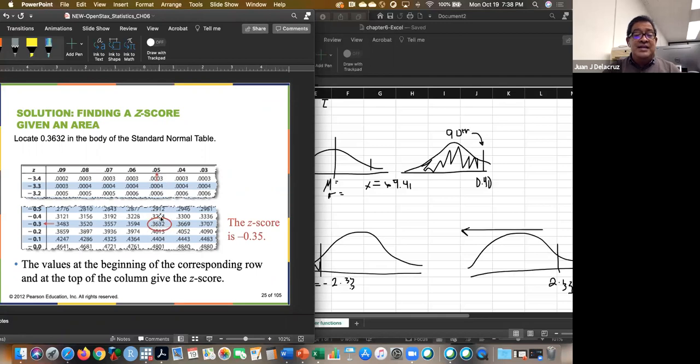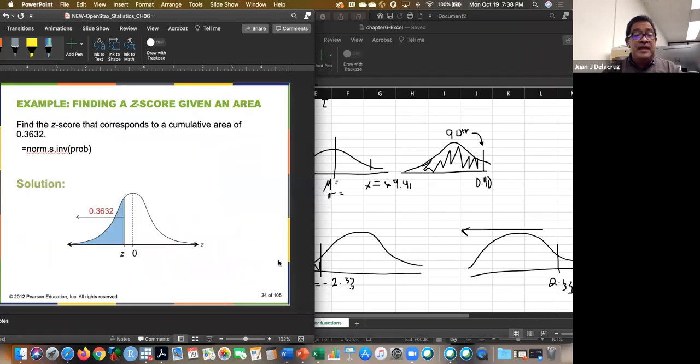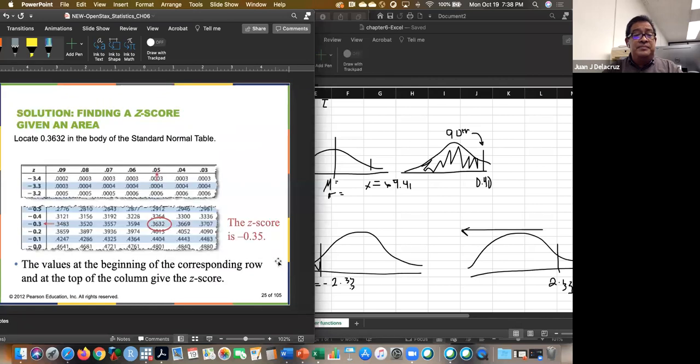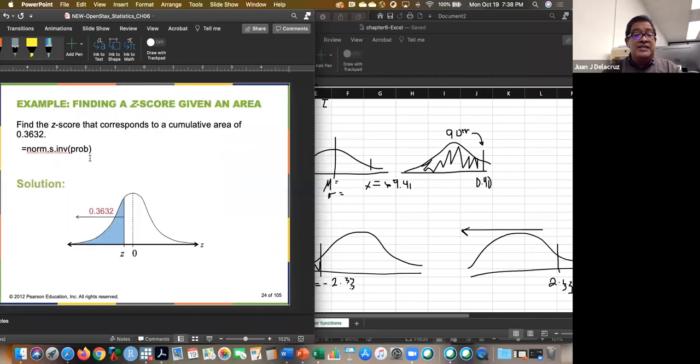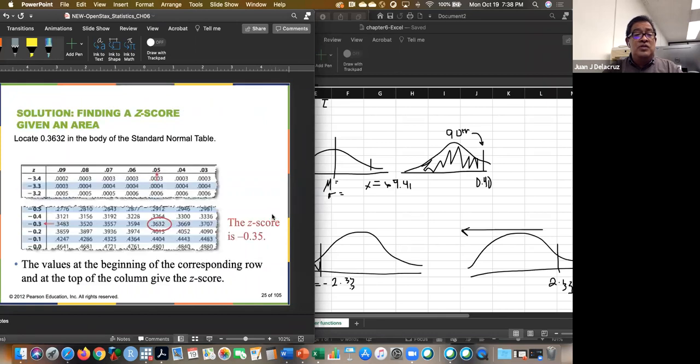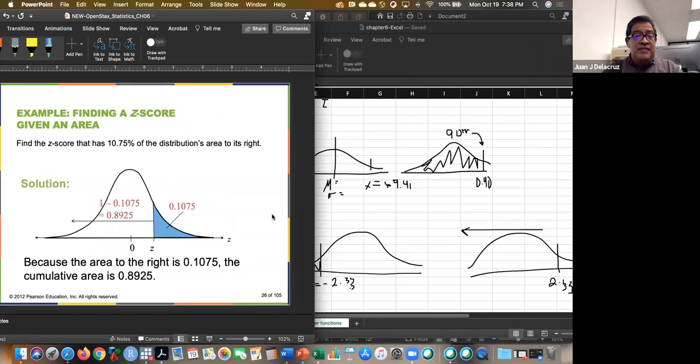So in this case, 0.3632, which is 36.32%, is exactly minus 0.35 standard deviations to the left. So you can do it by using the table, or you can use Excel and just find the z-score that corresponds to this area under the curve.